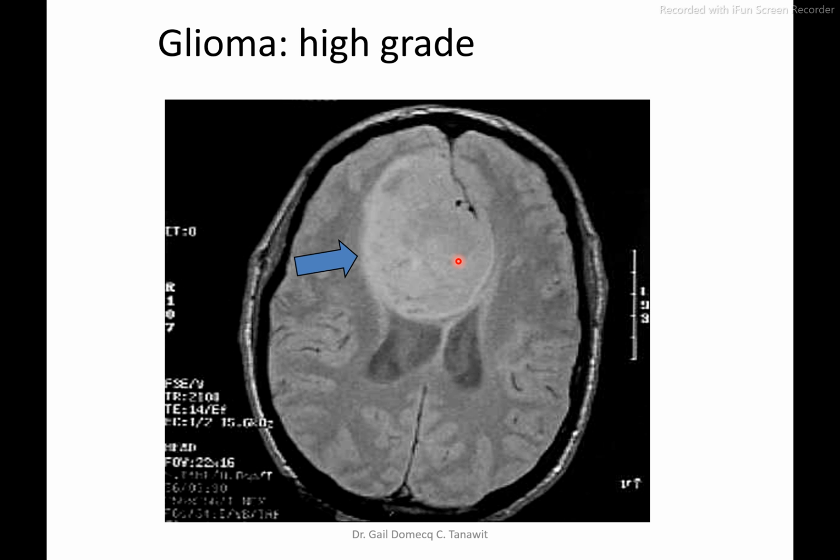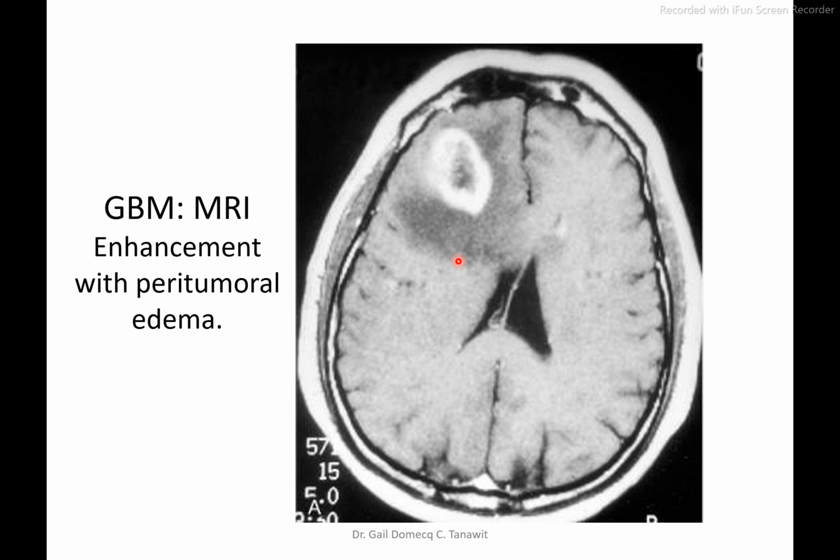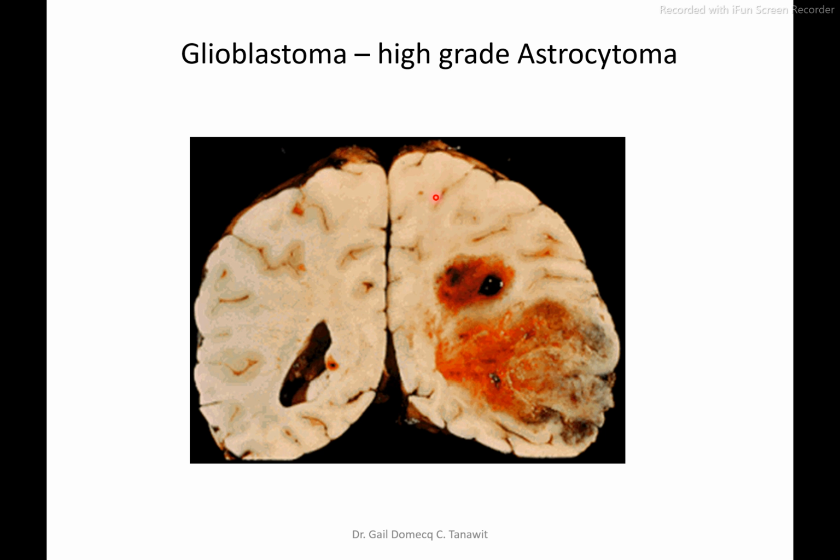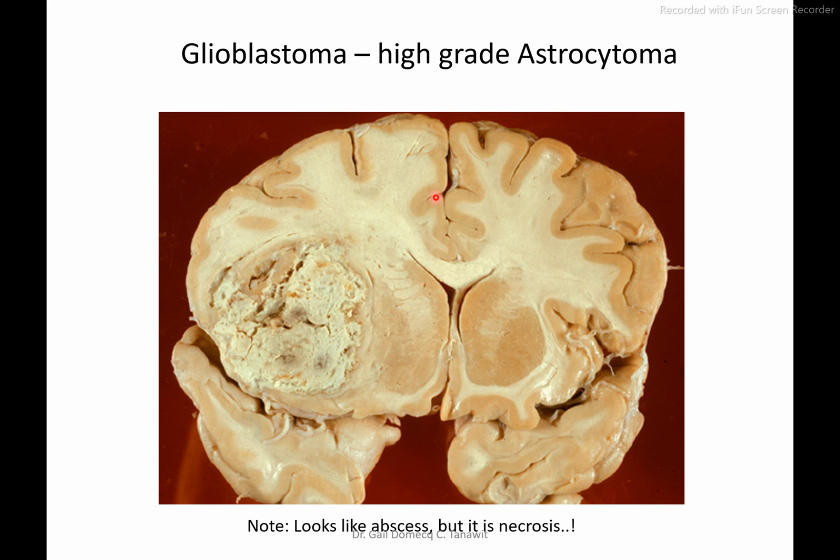Okay? This is an MRI of the GBM patient with enhancement. Okay, nag-enhance and peritumoral. Itong nagda-dark na ito, that's an edema. Bad for this patient. And on gross morphology, okay, madugo, hemorrhagic. Okay, this is an invasive brain tumor. And most likely, and it's proven, it's a GBM, glioblastoma multiforme.